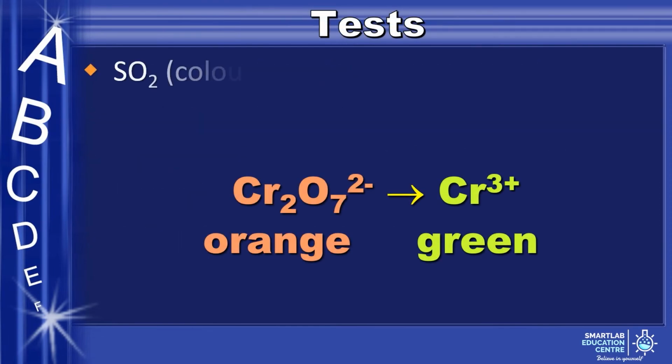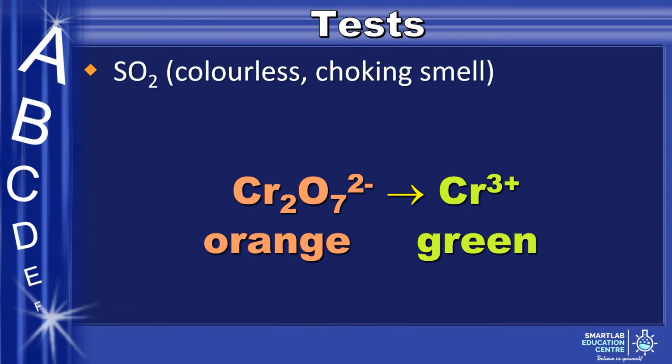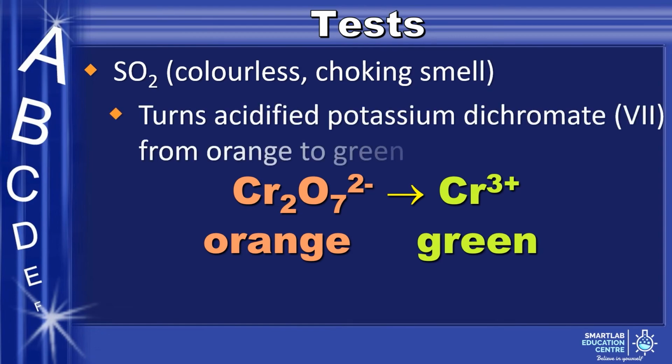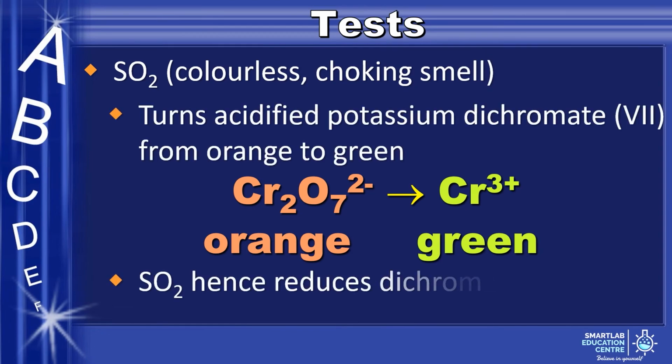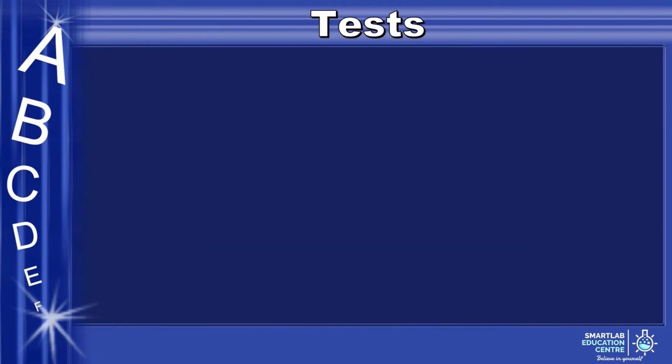To test for sulfur dioxide, we add acidified potassium dichromate and it turns from orange to green as it reduces dichromate. And here is the list of tests of gases and how to identify them.